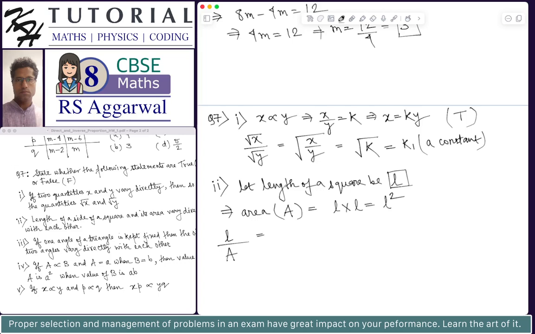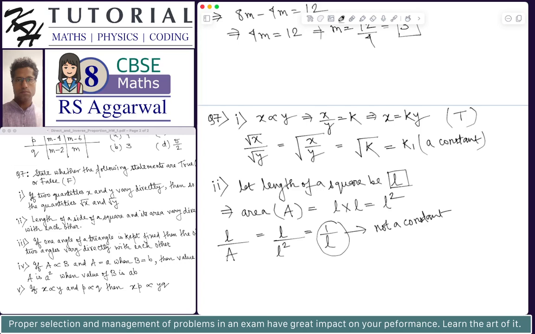Now we can see that small l by A is small l by L square, which comes out to be 1 by L. So this is not a constant, as 1 by L contains the quantity L.